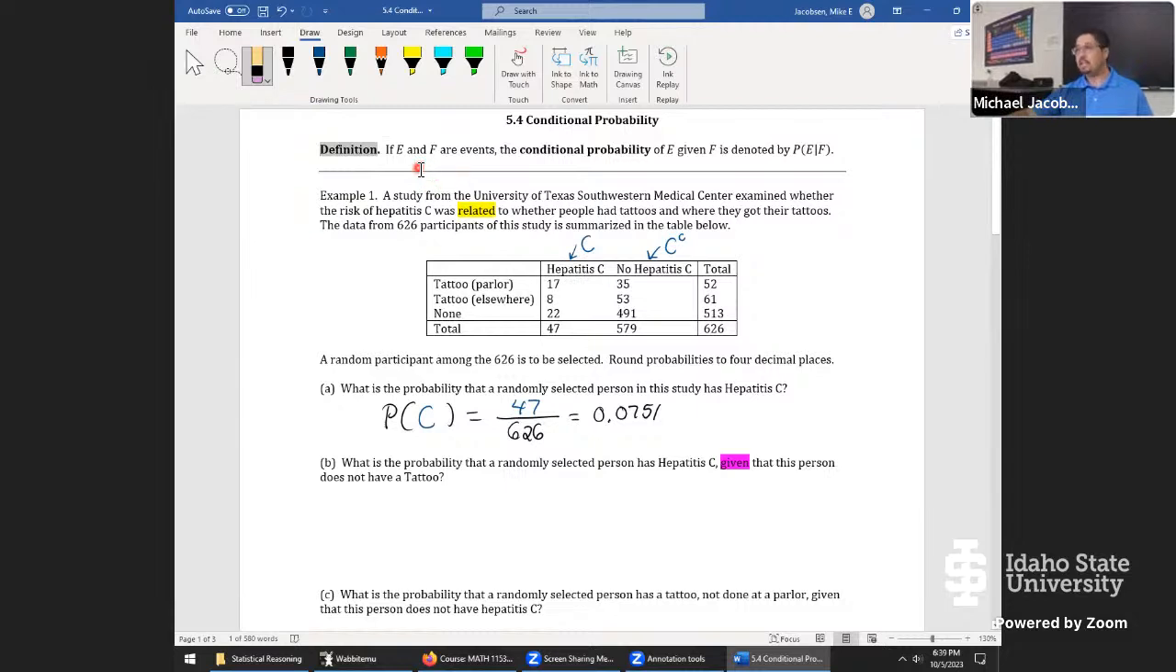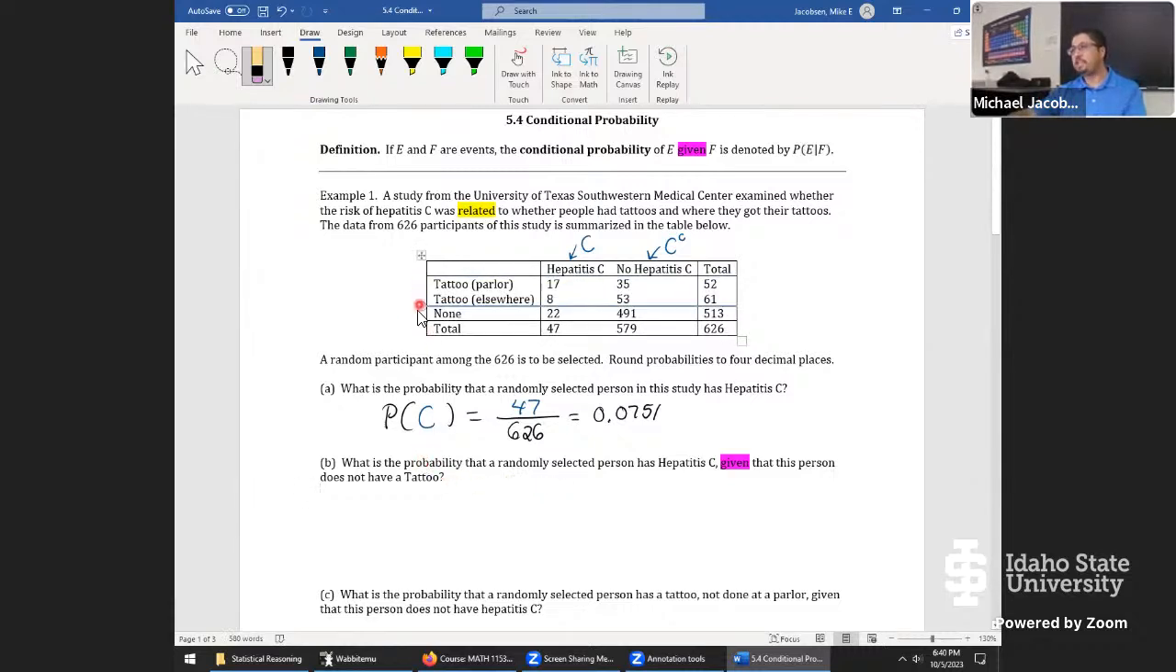So it says here that E and F are any 2 events. The conditional probability of E given F is denoted by this probability statement right here. This is really just notation. It doesn't exactly tell us what conditional probability means. It doesn't tell us how to calculate it. It just tells us how to write down the probability statement. So this is what I would write.